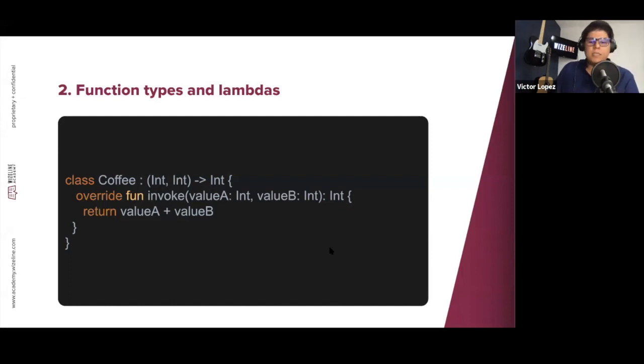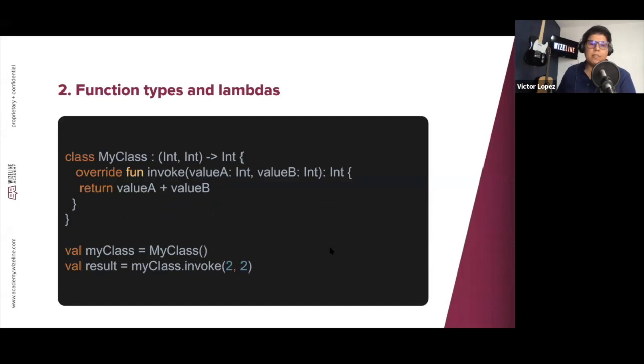So how can we use this? Well, basically, if we want to use this class that is implementing a function type as an interface, first we need to create an instance of this class. In this case, I added this my class variable, which is an instance of my class. And what if we want to use the function? Well, basically, we only need to use the my class instance and then use the function invoke. We will pass these two values and this will return 4, right?